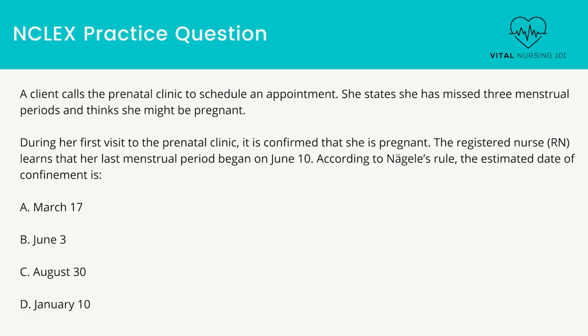A client calls the prenatal clinic to schedule an appointment. She states she has missed 3 menstrual periods and thinks she might be pregnant. During her first visit to the prenatal clinic, it is confirmed that she is pregnant. The registered nurse learns that her last menstrual period began on June 10th. According to NCLEX rule, the estimated date of confinement is March 17th, June 3rd, August 30th, or January 10th.